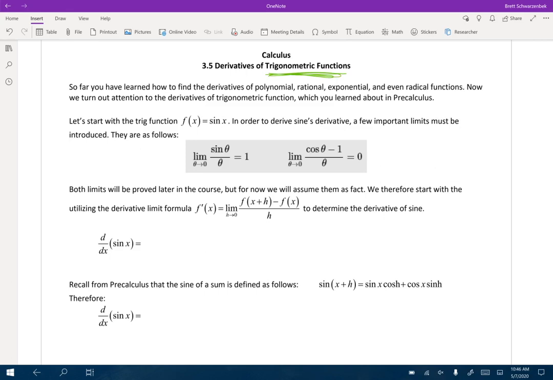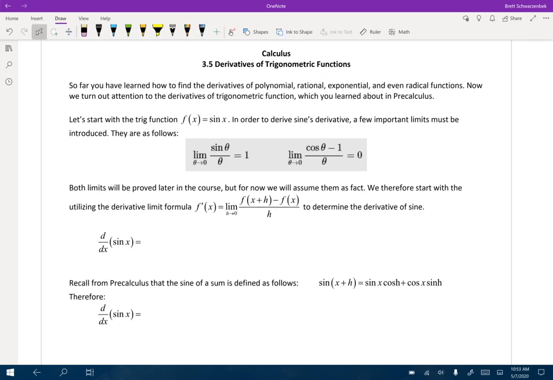So as I stated, right off the bat, we need to be able to cover the derivatives of all the trig functions. Okay, so let's start with a derivation of the derivative of sine x. That's our first stop. In order to do this, we need to define two limits. The first limit we're going to define is of the function sine theta over theta. The limit as theta goes to 0 of this function is always going to be 1.